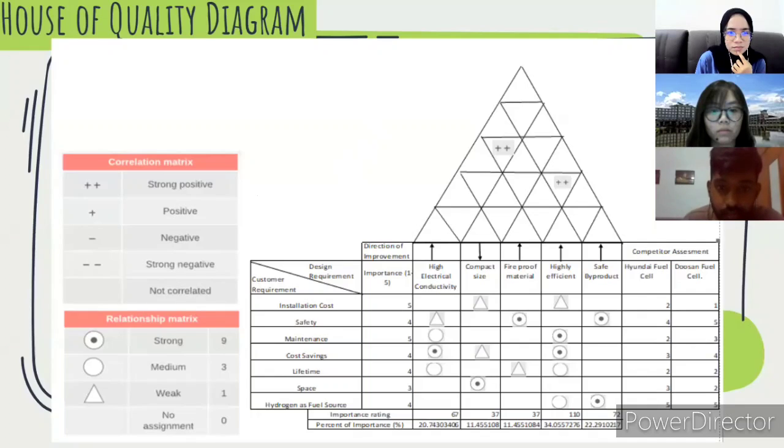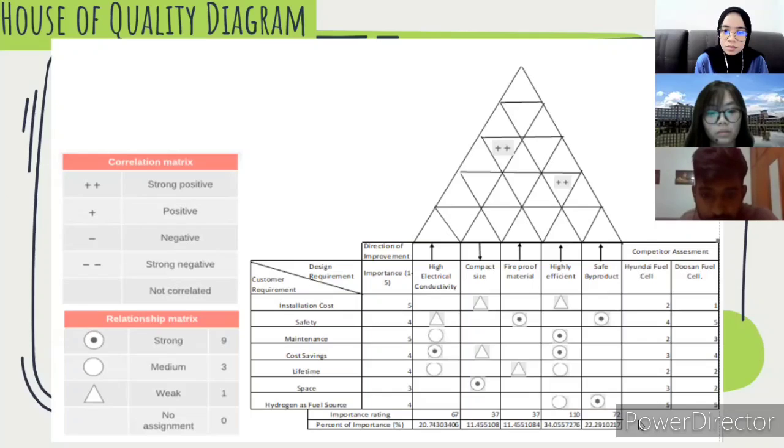To explain the house of quality diagram, first we have to see the customer requirements: installation cost, safety, maintenance, cost savings, lifetime, space, and hydrogen as fuel source. And each of them is ranked between 1 to 5. The design requirements from our future are high electrical conductivity, fireproof material, and so on. The highest importance is given to the installation cost and the maintenance of the hydrogen fuel cell, and the lowest was given to space.